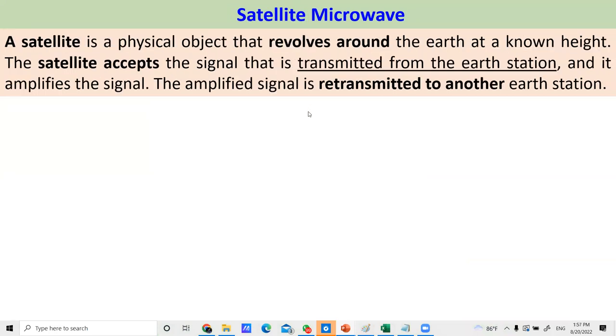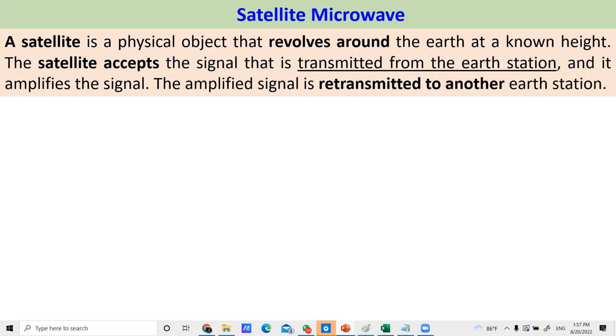Then look at the satellite microwave. I think all of you know what a satellite is. The satellite means a type of object located outside the earth. They move, rotating around the earth. Here it is explained as a satellite is a physical object that revolves around the earth.